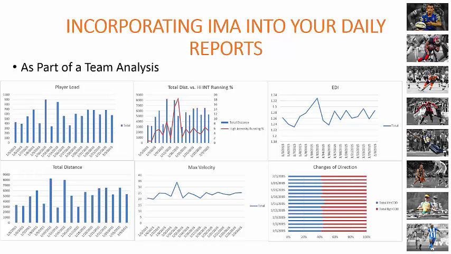And we can see that on 110, max velocity for the team was the highest. That also was the highest for the total distance. It was the highest for player load. It was the highest for EDI. So we can look at that and build a periodization model off that from a general standpoint.